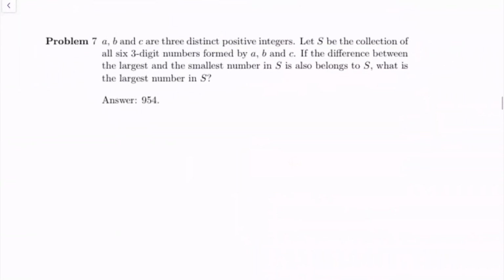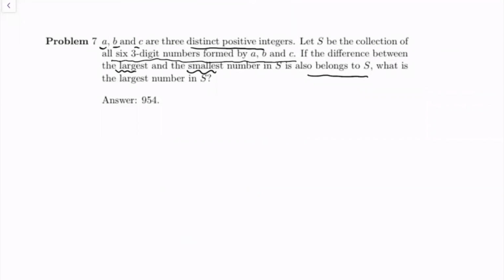Question number 7. A, B, C are 3 distinct positive integers, and S is the collection of all the 3-digit numbers formed by ABC. That means we do the permutations like ABC, BAC, CAB. In total, we have 6. If the difference between the largest and the smallest number is also a number in S, which means again it's a permutation of ABC. What is the largest number in S?